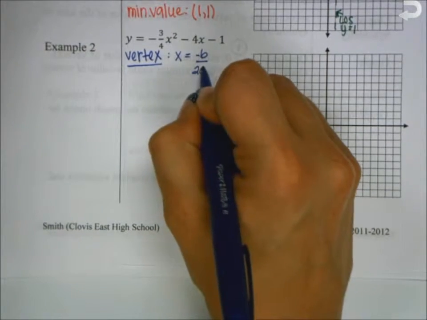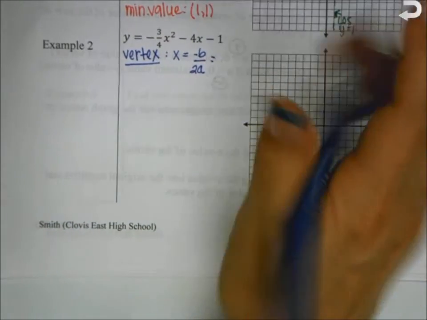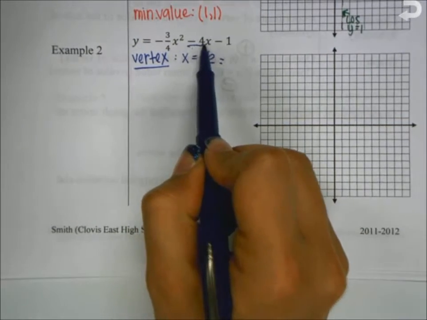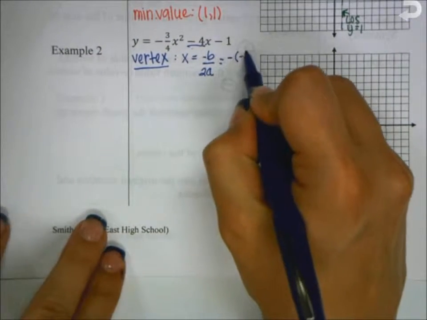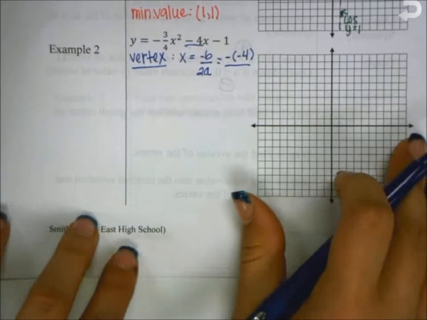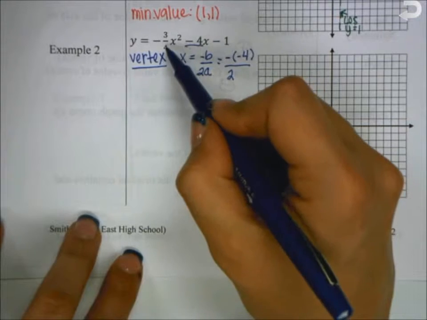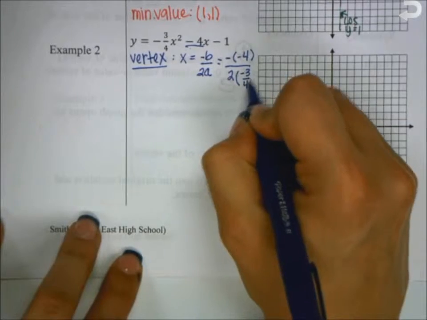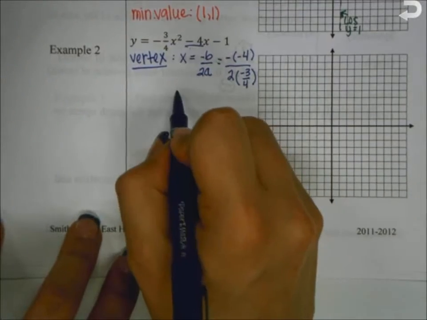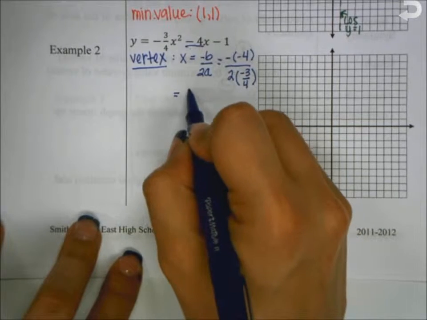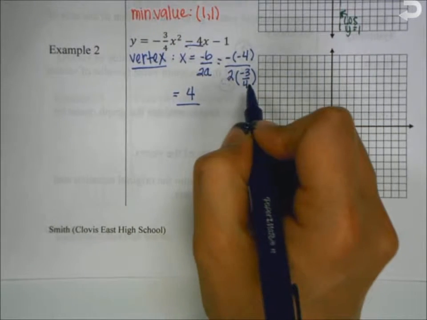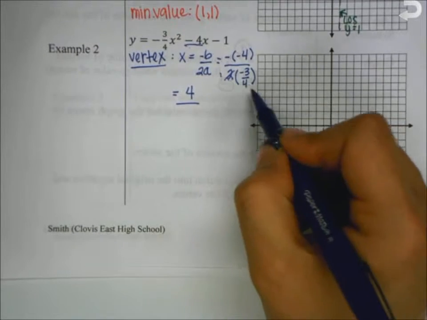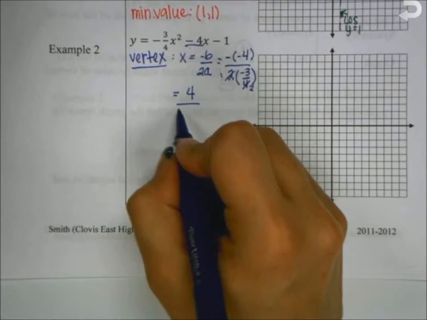What's my b in this problem? Negative 4. b is negative 4. So I'm going to have negative 4 over 2 times a, which is what? Negative 3 over 4. So 2 times negative 3 over 4. Negative 4 gives me positive 4. And 2 times negative 3 over 4, what does that give me? 2 goes into 2 once, 2 goes into 4 twice, so I'm going to get a negative 3 over 2 in my denominator.